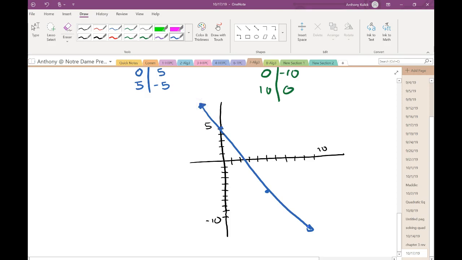Ideally speaking, if you're doing this by hand, what would you want to use there to draw that line? A ruler would help. Again, does it have to have a ruler? No, but from a practical concern, it certainly makes it easier to draw a straight line if you have a straight edge to use. And then I'll do the same thing. So I'll plot 0, -10, and then 10, 0, and I'll draw my line.